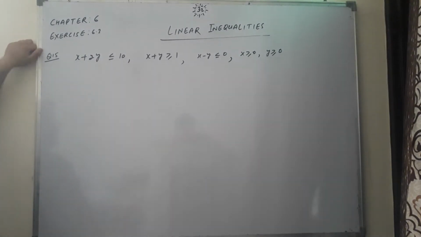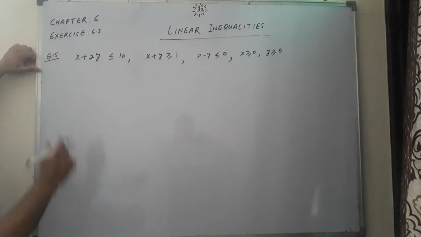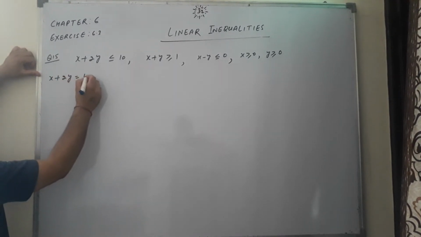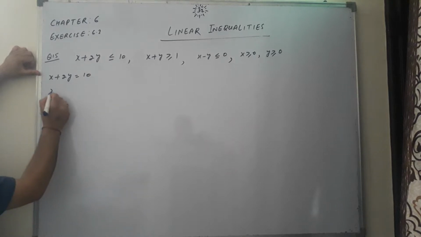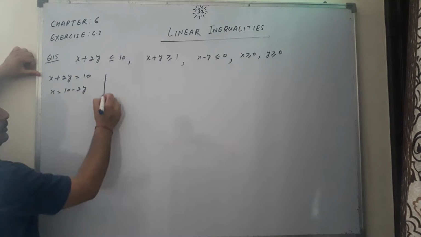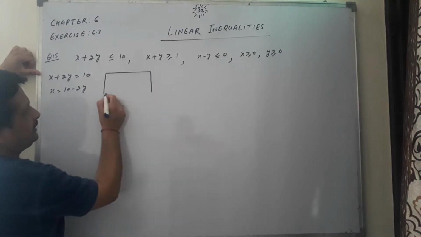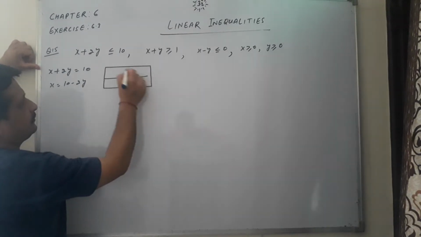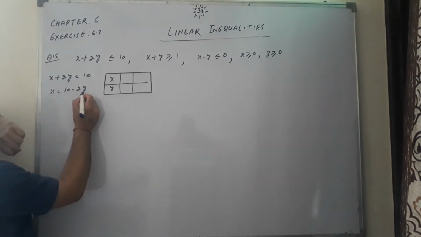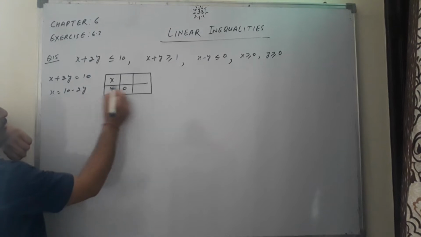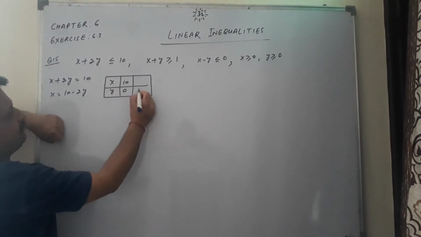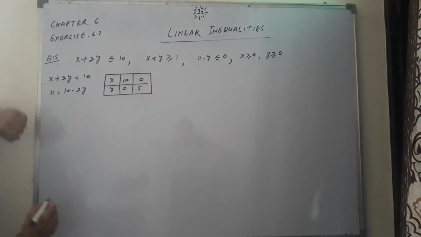So first of all, we will write this inequality in the form of an equation, that is x plus 2y equal to 10, or x is equal to 10 minus 2y. So we will plot these points x, y. We will take y as 0, x will come as 10. We will take y as 5, x will come as equal to 0.